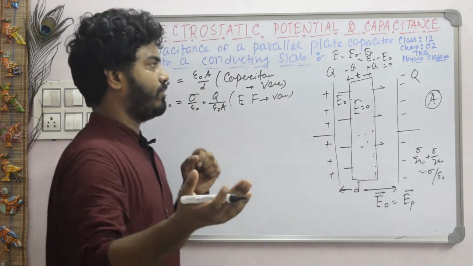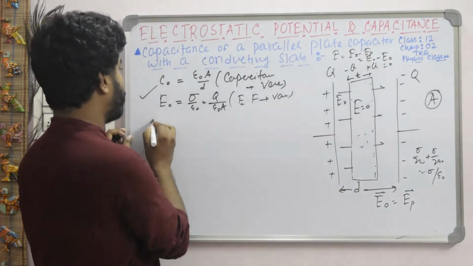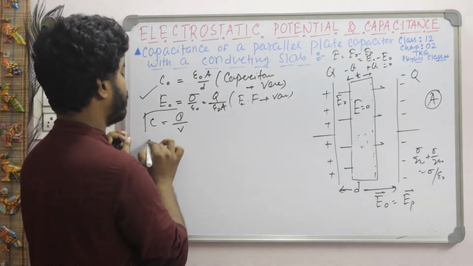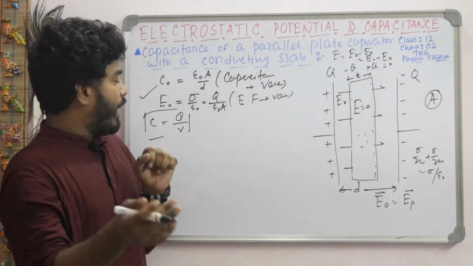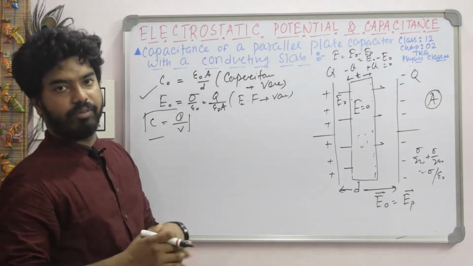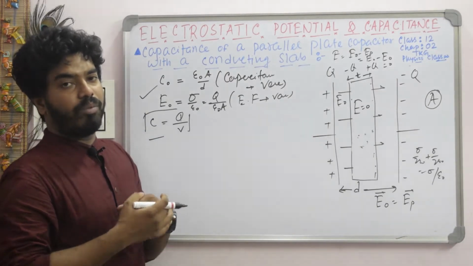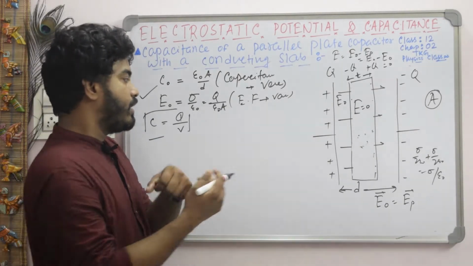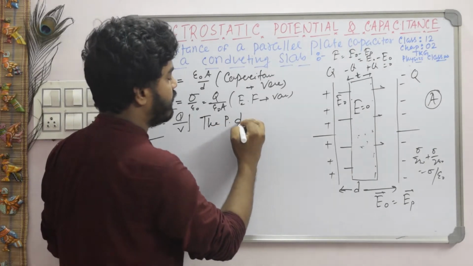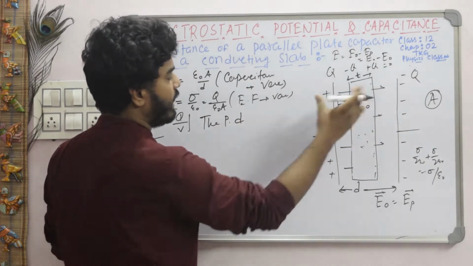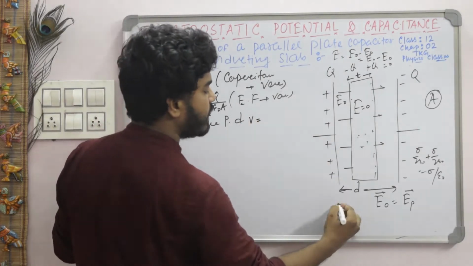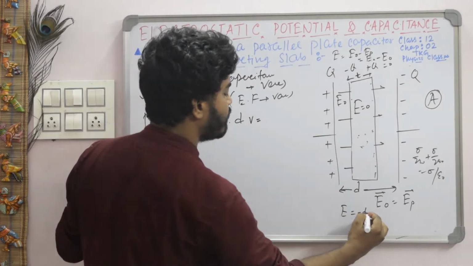Now, in the same condition, you have to find the capacitance, that means Q by V. This is the formula, all of you know. So for finding capacitance, at first you have to find the potential difference. So what is the formula for finding potential difference? The potential difference between these two plates is represented by V, and you know the formula, this expression: E is equal to minus dV by dr.